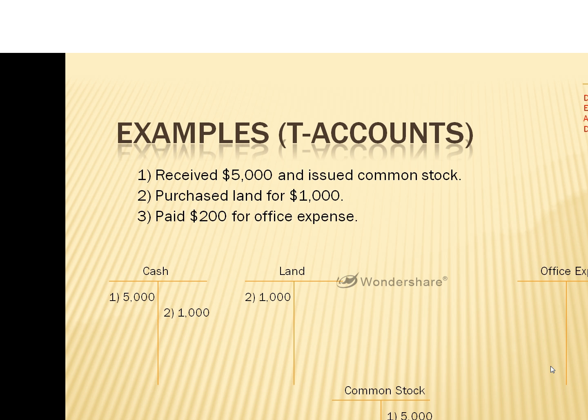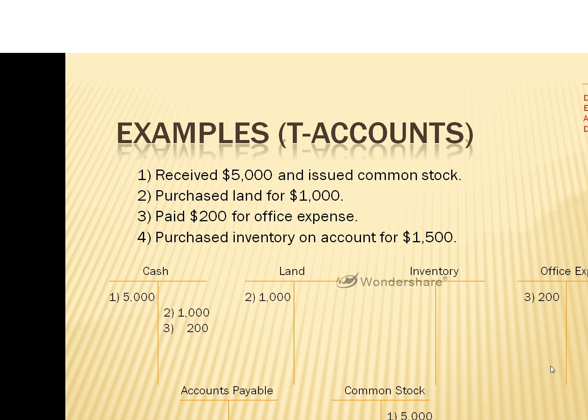Item number 3, paid $200 for office expenses. First, we look and we see that expenses have a debit balance, so we bring in our debit for office expenses. Then we know that we have to decrease our cash, so we will credit cash. We can see once again that we are in balance.